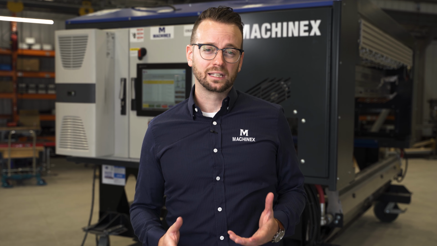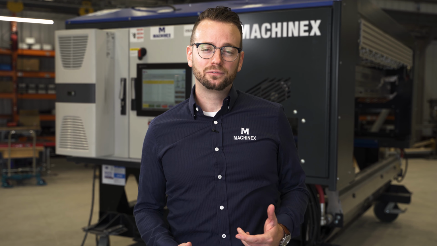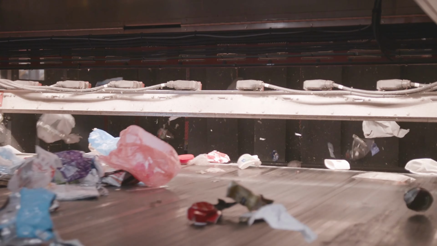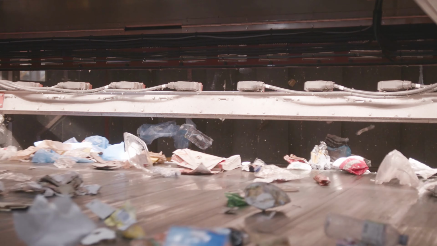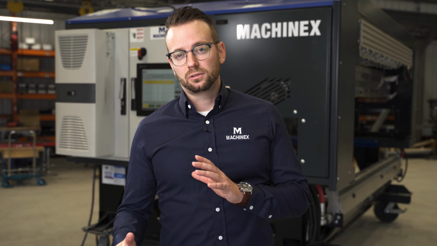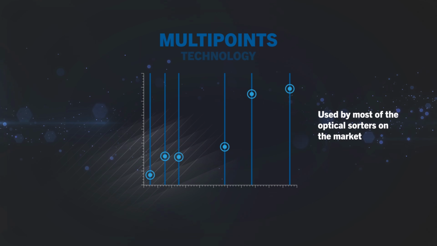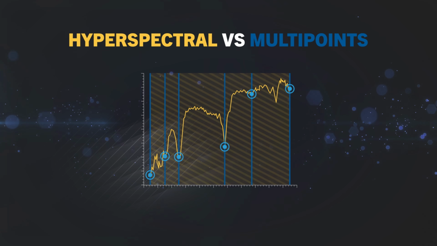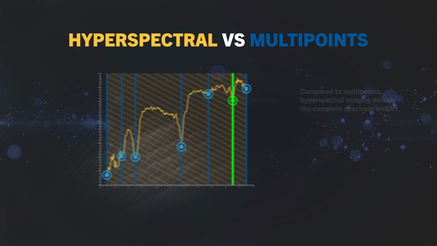At the time, we could have decided to use more conventional technologies, but instead we decided to go slightly off chart and select a more powerful tool, which was the hyperspectral cameras. The big difference between hyperspectral cameras and more conventional technologies, which we'll call the multi-point technologies, is that the hyperspectral camera sees the full graph of each and every component that the optical will see.